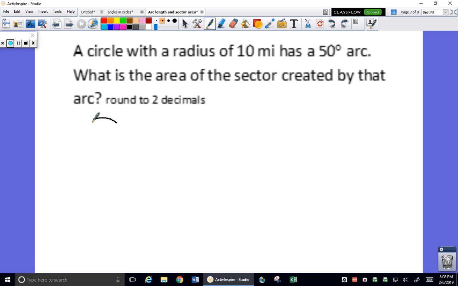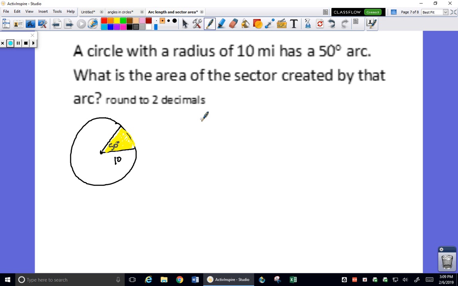So here we have a circle with a radius of 10. So we have 10 here. And a 50-degree arc. So there's our 50 degrees. And we want to know what is the area of this sector. So a sector is like a slice or a part of the area formed by 2 radii and the curved part of your circle. So we're going to find the area of this sector by using the same kind of proportion as we've been doing.